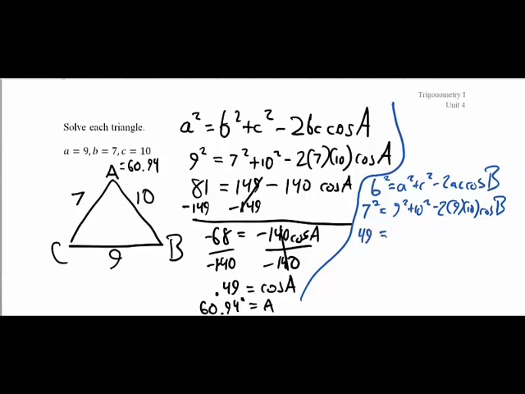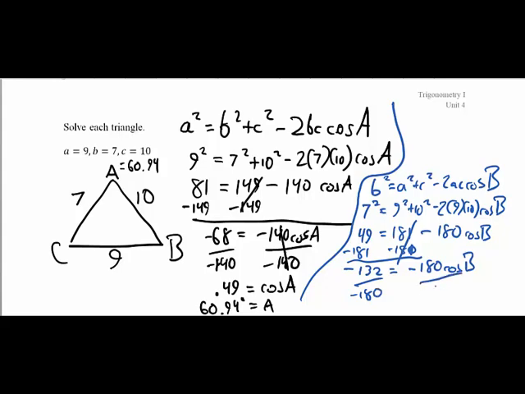Well, 49 is equal to 100 plus 81, which is 181, minus 2 times 90, which is 180. Again, please resist the urge to subtract these two, because this is multiplied by cosine B. We can't just say that this minus this is 1 cosine B. We have to subtract the 181 from both sides. And this makes negative 132, and then we have that equal to negative 180 cosine B. Divide everything by negative 180.